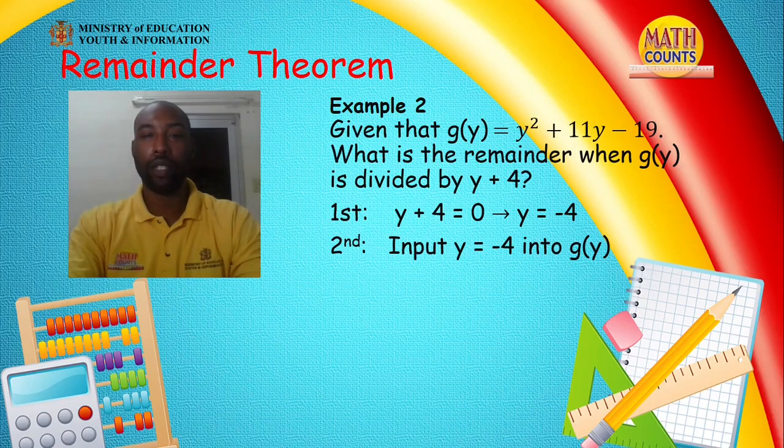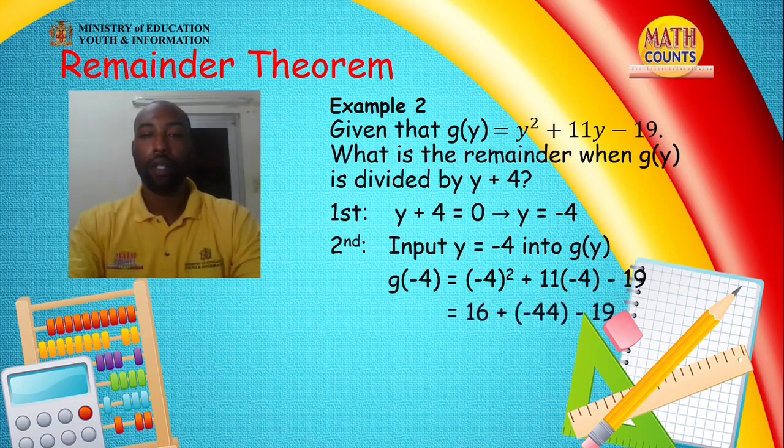So input negative 4 into g of y, and we get negative 4 squared plus 11 multiplied by negative 4 minus 19. So when we expand our brackets, we get 16 plus negative 44 minus 19, which equals negative 47. So our remainder for this question is negative 47. If it looks familiar, we've done this question 2 times in this one session. I'm just showing you that there are 3 ways to do this one question. For me, I think remainder theorem is the simplest. You might prefer long division or synthetic division.